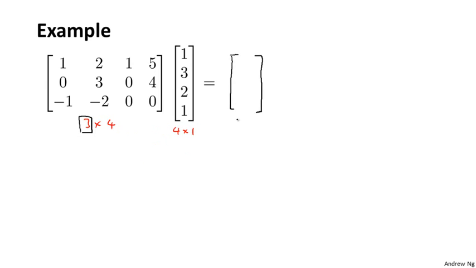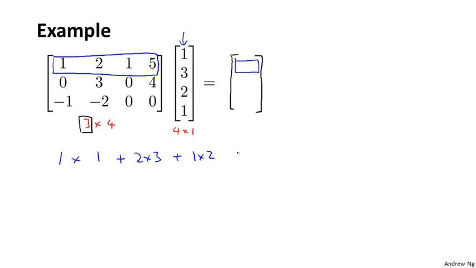Let's carry out the products. So for the first element, I'm going to take these 4 numbers and multiply them with the vector x. So I have 1 times 1 plus 2 times 3 plus 1 times 2 plus 5 times 1, which is equal to, that's 1 plus 6 plus 2 plus 6, which gives me 14.